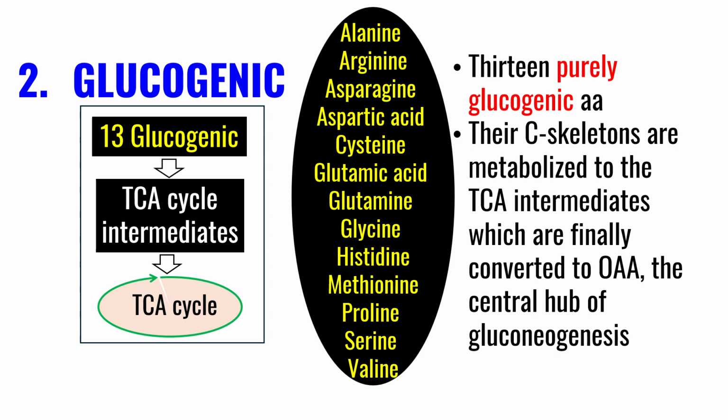So these amino acids, after entering the TCA cycle, provide energy and provide substrate for gluconeogenesis. That is why they are called glucogenic amino acids. They do not enter the TCA cycle as acetyl-CoA.